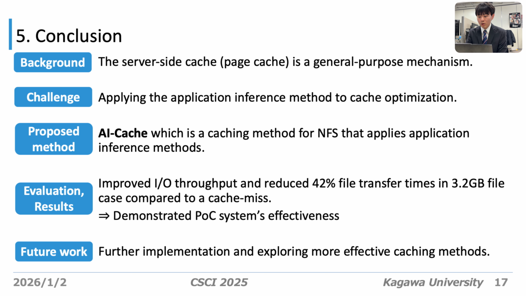As for the result, we achieved improved I/O throughput. Specifically, we reduced the transfer time by 42% for 3.2 GB file compared to the cache miss. Thus, we demonstrated the effectiveness of the POC system. For future work, we plan to proceed with further implementation and explore more effective caching method.